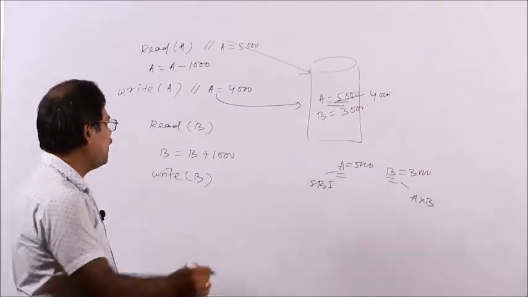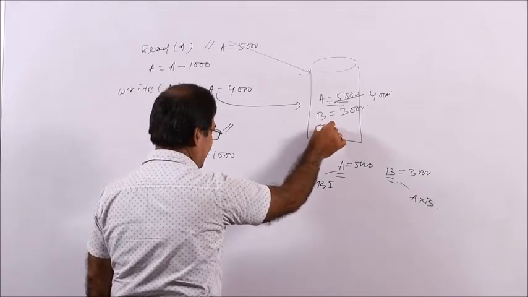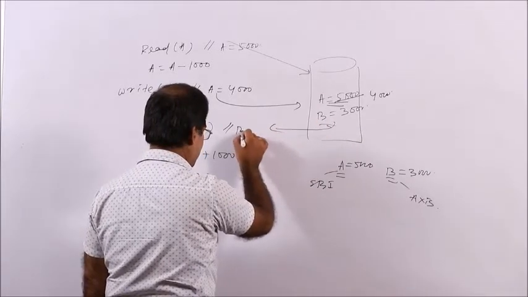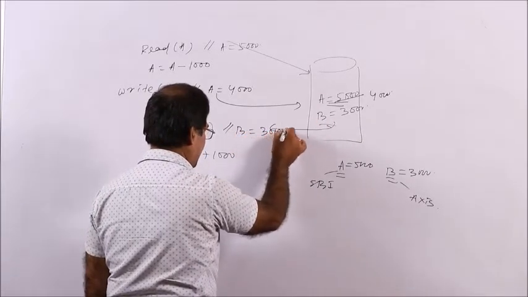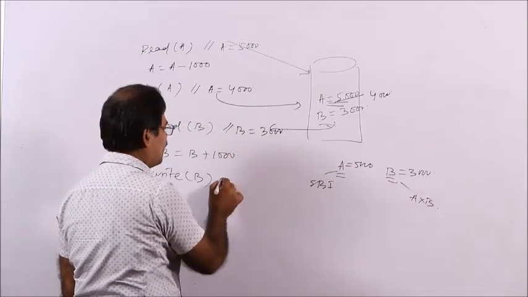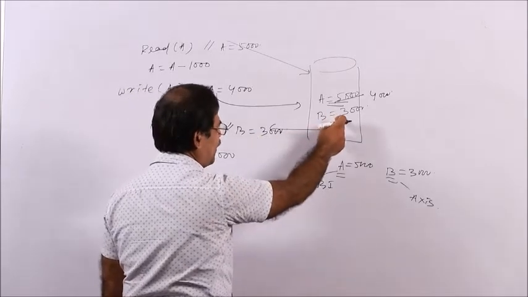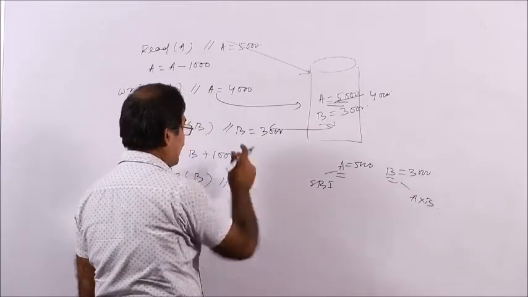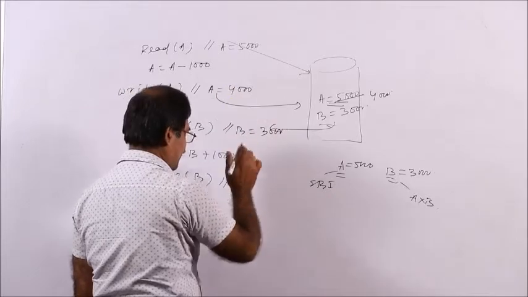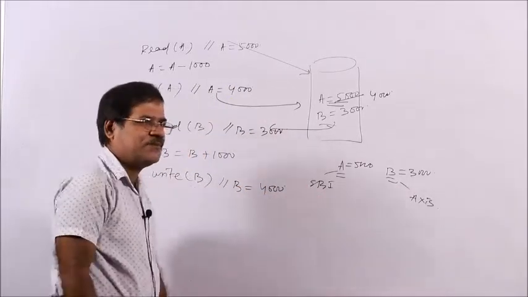So read B, it may be the same server, it may be a different server. So let the value be 3000. So this value read is 3000. So this 1000 is added to this account. So what is the value of B? 3000 is the old value, then 1000 is deposited, withdrawn here, deposited here. So 3000 plus 1000 is equal to 4000.